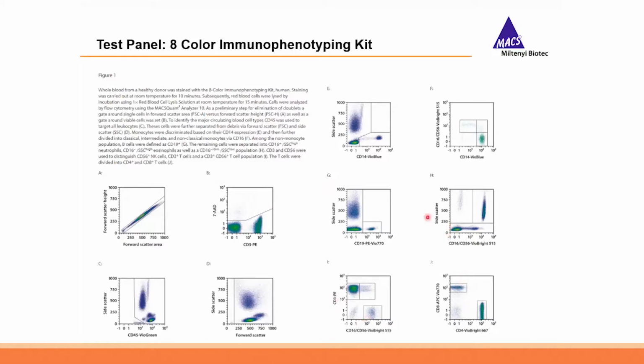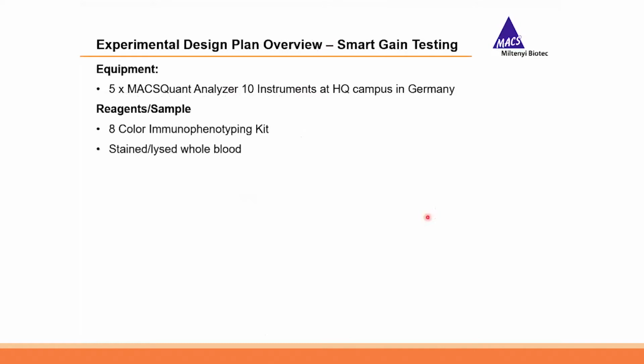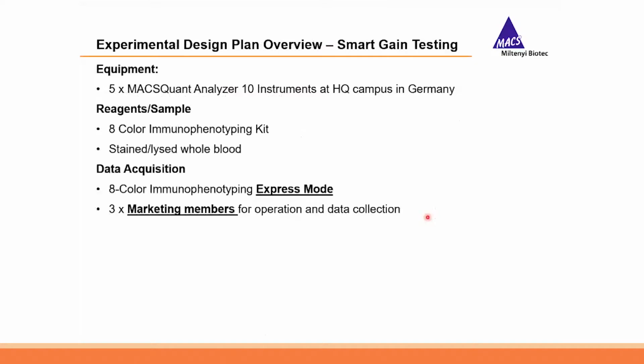So the experimental design or plan that we had was we had 5 instruments on our campus here. We used the 8-color immunophenotyping kit with a stained, lysed whole blood product. From there, we did data acquisition using our express modes that were mentioned earlier, so the fully automated acquisition and analysis of each population, so there was no input from the user for gating, etc., for the numbers we're going to see in the next slide.